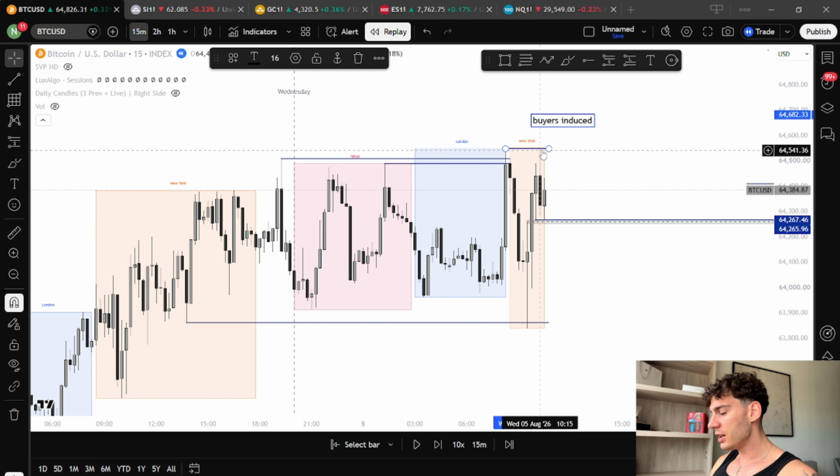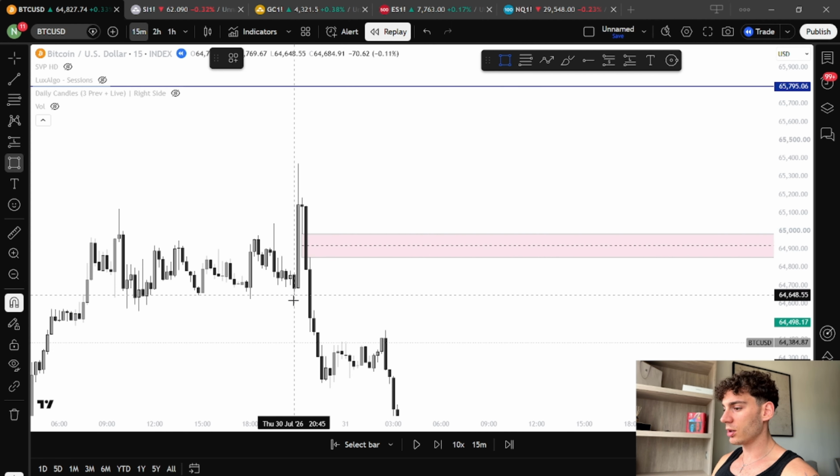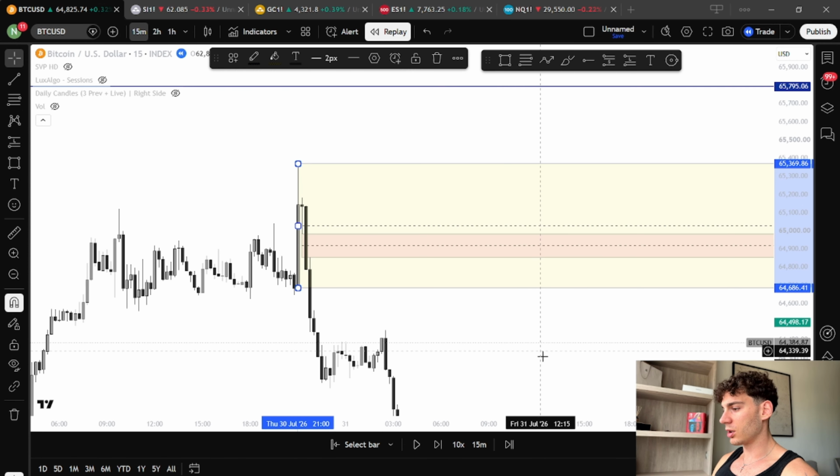And what was I targeting on the upside? Let me just switch off the indicator. There was a fair value gap right here, and this fair value gap was at the liquidity block as well. So for me, this was a very nice confluence that the price is going to go there. I usually mark this yellow.